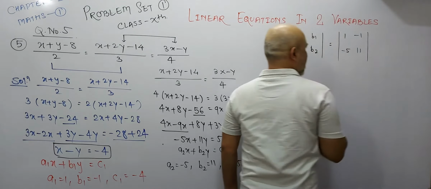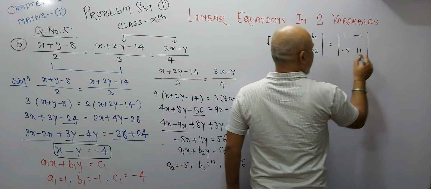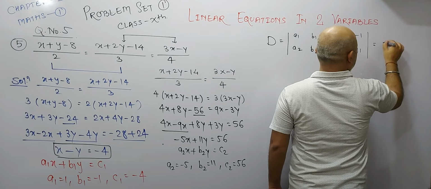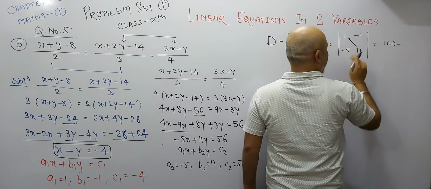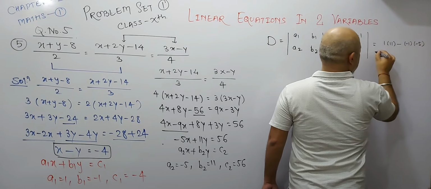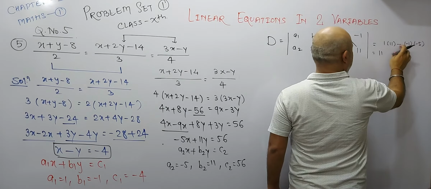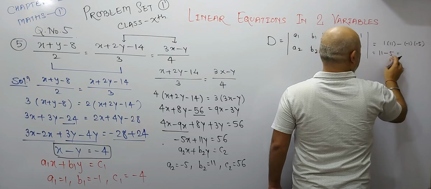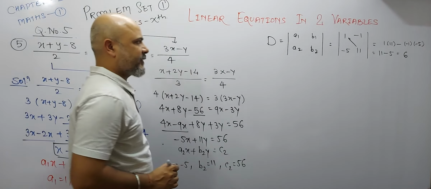Now simply we will cross multiply, we will get the value of d. So 1 multiplied by 11, then minus sign, minus 1 multiplied by minus 5. So this will be 11, this minus minus becomes plus, so this sign will not change. 5 ones are 5, so you will get 11 minus 5 is 6. So value of d is 6.